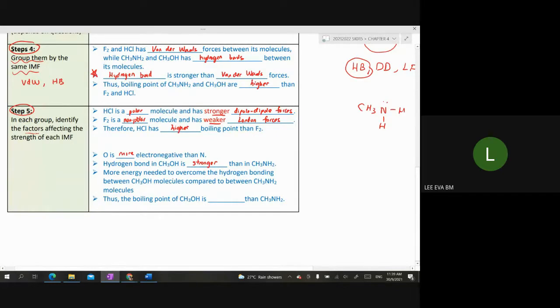More energy is needed to overcome the hydrogen bonding between CH3OH molecules. So this one is a further explanation. Normally there are no marks to explain why the boiling point is higher, because the bonding is stronger. You need more energy to break it. Therefore, you have a higher boiling point. So this is a further explanation for you to understand it. Okay, so last point. The boiling point of CH3OH is higher than your amine.